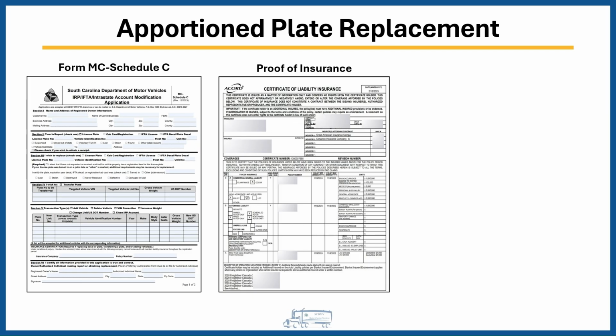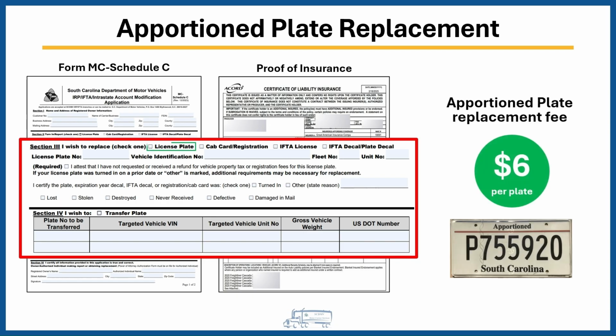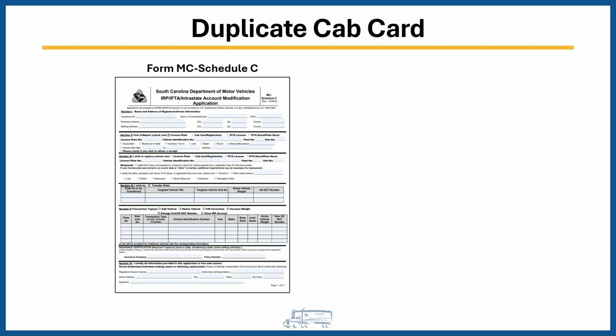If you need to replace your apportioned plate, forms and documentation required when mailing the application in or visiting a branch office in person include the MC Schedule C and proof of insurance. On the Schedule C, you will indicate that you wish to replace your license plate. The replacement plate will cost $6.